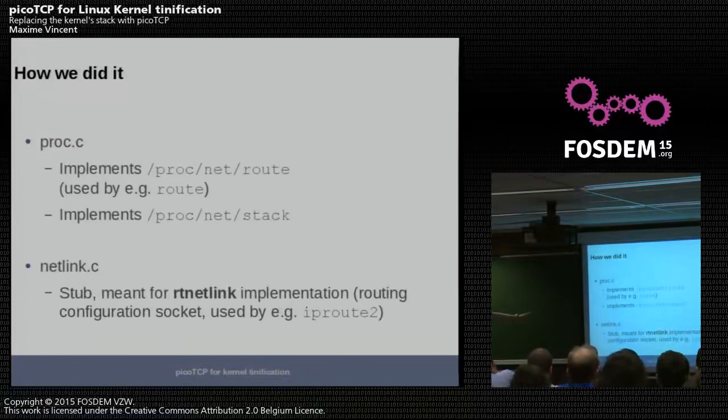The last one is net.c, so that's not really there right now. It's just a stub, but we implemented this because RT netlink is a relatively new configuration socket, and that's used, for example, by IP route 2. So if you're going to try IP route 2 on this proof of concept, it's not going to work yet. But all the stubs are there for the callbacks that are needed, and if someone wants to give us a hand, they can implement these, and we get more functionality.